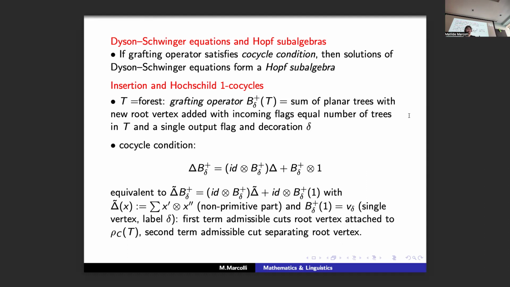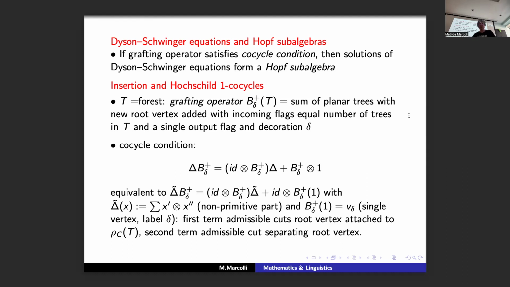And this grafting operation satisfies a relation with respect to the coproduct. If you do this grafting and then compute the coproduct, it's not quite the same as first computing the coproduct and then doing the grafting, but there's a relation between them. And this relation is again this kind of co-cycle condition that says that this operation defines a cohomology class in the Hochschild cohomology of the Hopf algebra. So there's a nice algebraic structure associated to this operation.